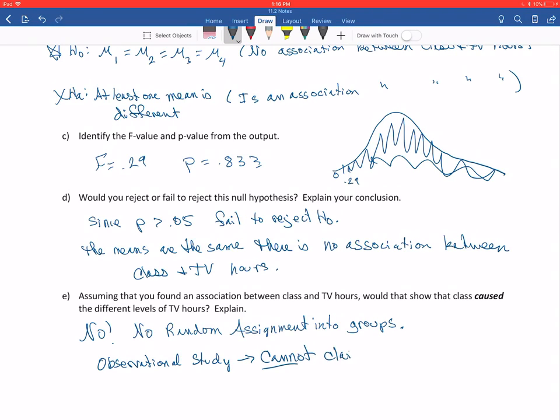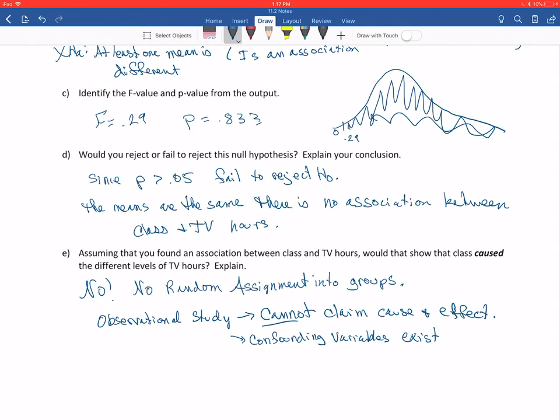So we cannot claim cause and effect. And remember, when we have observational studies, we usually have many confounding variables. So I challenge you to think, what could some confounding variables be here?